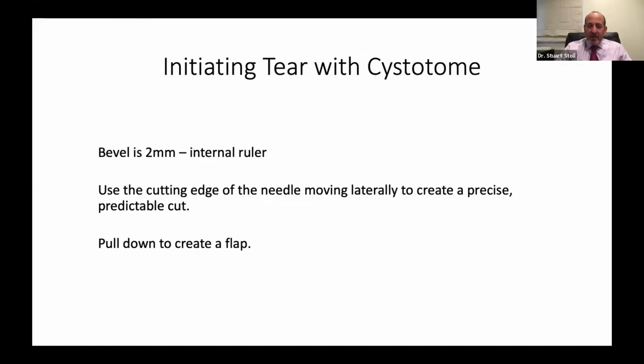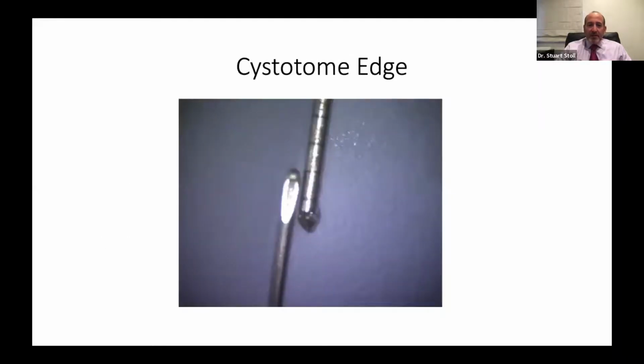If you just pierce the capsule and pull down, straight down, you're going to create an opening that's a little bit unpredictable. So you want to pierce and go laterally with the cystotome, either way, wherever you're comfortable. I think most people would go to the left if you're a right-handed surgeon and then bring it down. But as you pull down, that's what's going to create the flap.